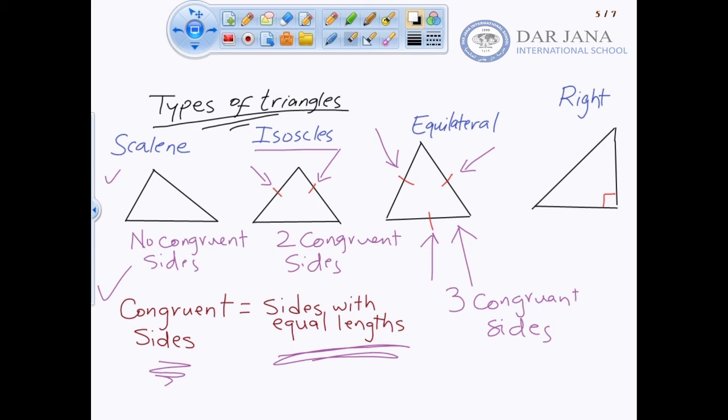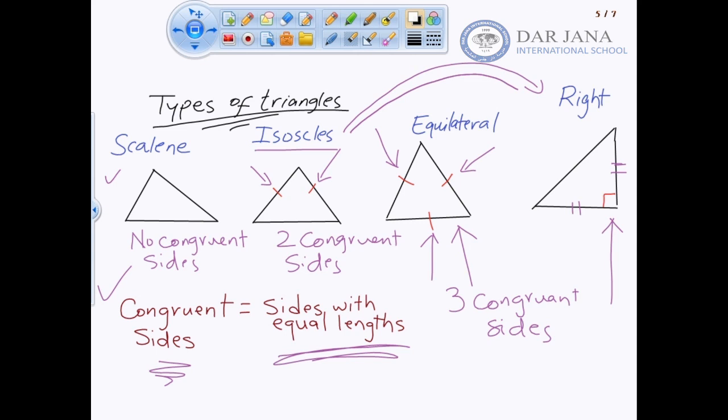In a right triangle, where one of the angles is 90 degrees, which is one of the types of triangles, you may have two sides that are congruent. And if there is a right triangle that has two sides that are congruent, then it's actually a right isosceles triangle.